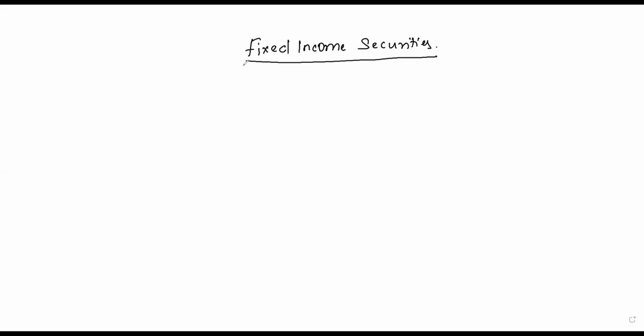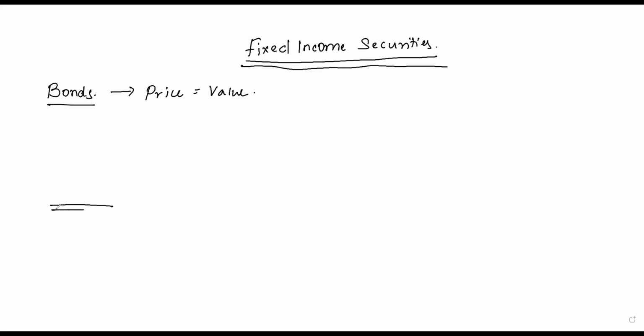So yesterday we were discussing how bonds actually function. We saw how bonds are actually priced, and we also saw that price and value in the case of a fixed income security are nothing but the same. Now, basically, how are bonds priced? What should be the price of the bond today? It depends on various factors.